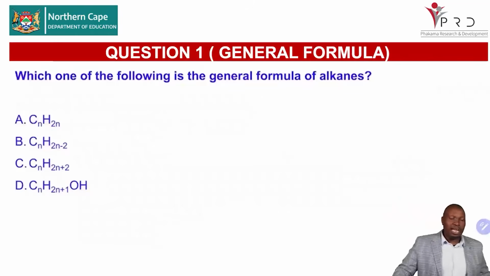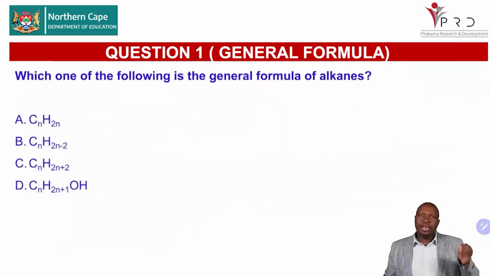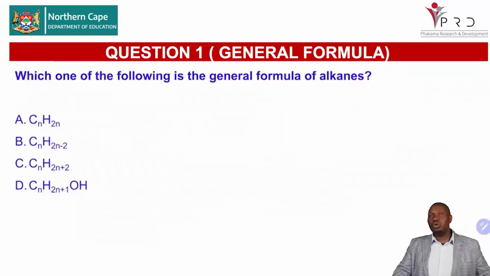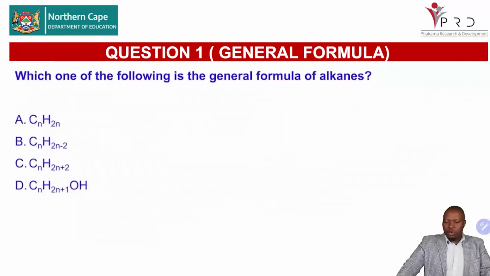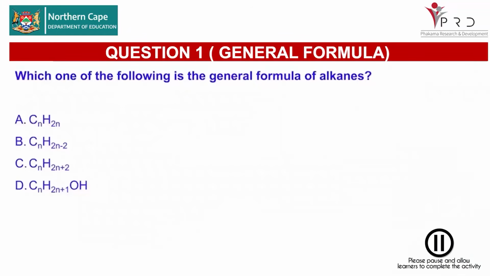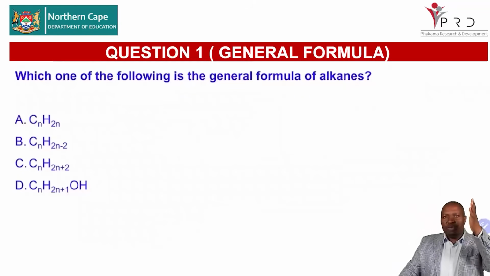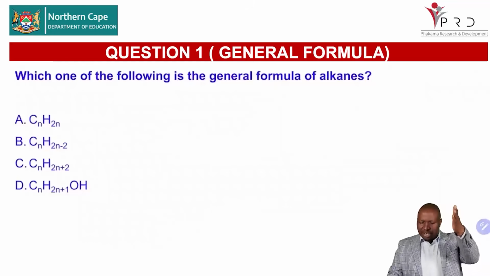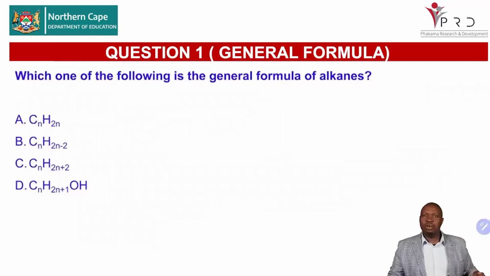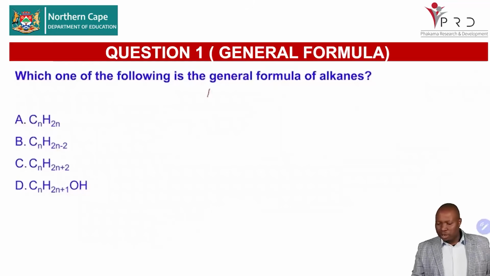I think I've laid the ground, we can go now and look at questions to see how you go about answering them. For example, this one is saying which one of the following is the general formula of alkanes? Now, we have 9 homologous series. The expectation is that you must know all 9 general formulas for those 9 homologous series. Please ensure that you know all of them.